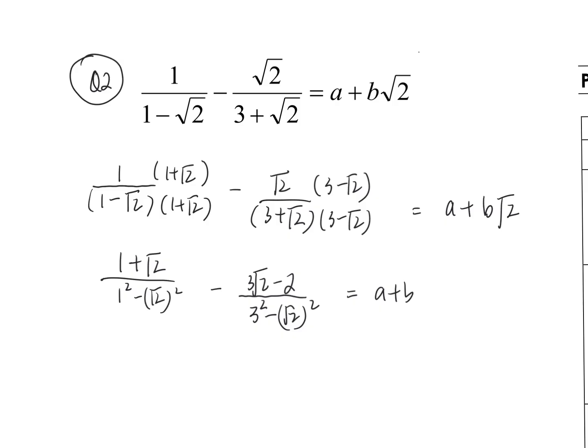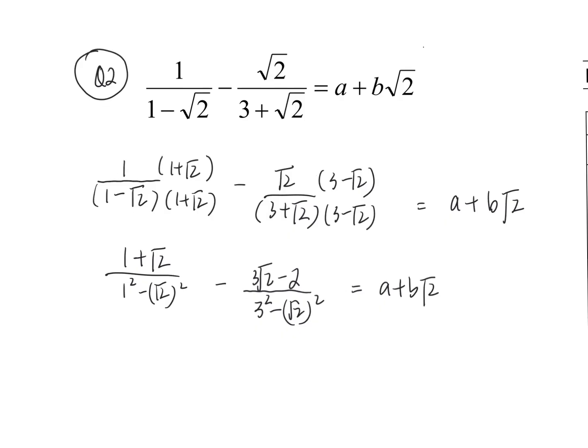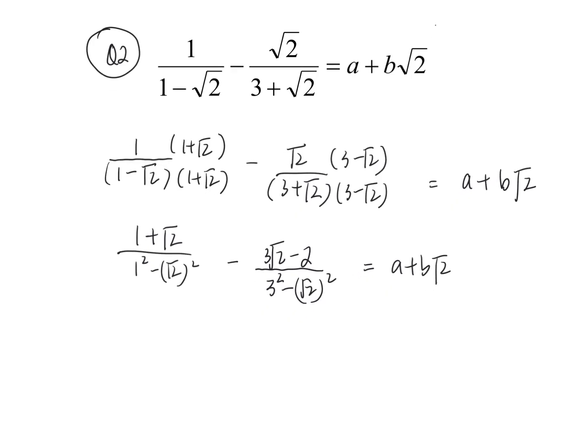Okay, so just keep copying down the right hand side. So actually, this is 1 minus 2, a negative 1 on the bottom. When it's negative 1, you just reverse the sign of everything on top. So it becomes minus 1 minus root 2, and then the denominator is gone. Okay? But this one is 9 minus 2, so it's a 7 at the bottom.